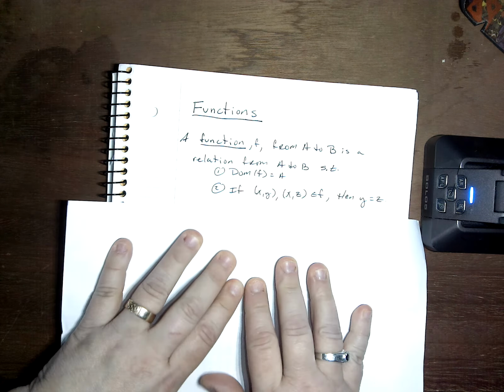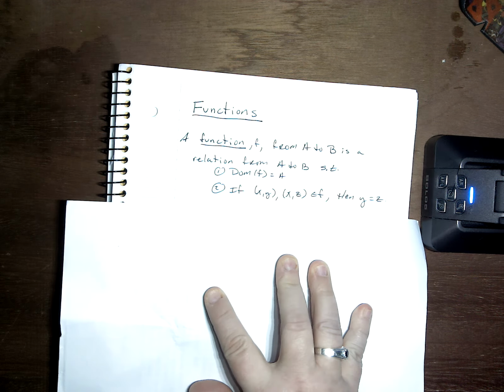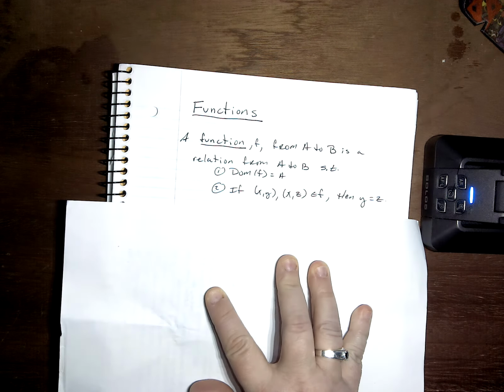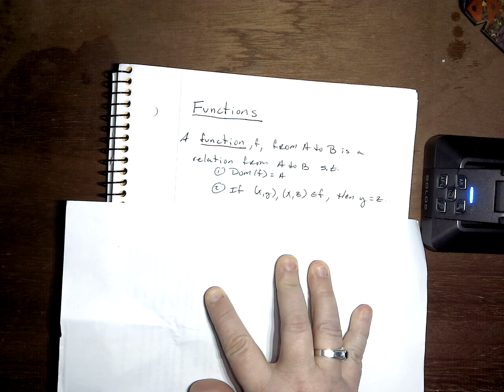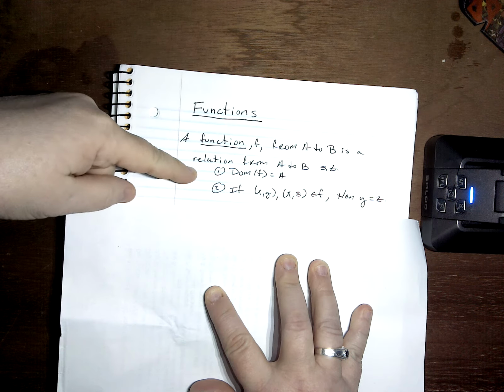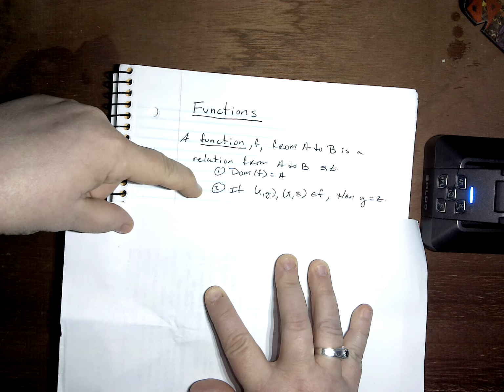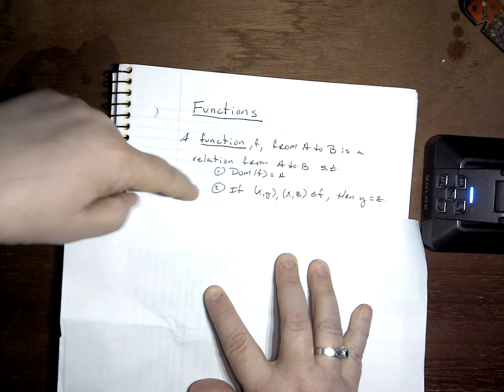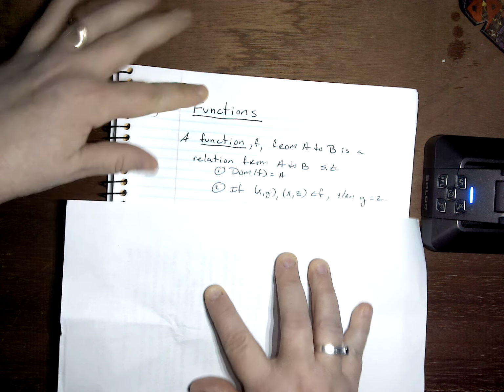Okay, so we talked about functions. We already know that a relation from A to B is a subset of A cross B. Well, f is a function means it is a relation from A to B, so it is also a subset of A cross B. But for it to be a function from A to B, I need the domain of f to be all of A, and if (x, y) and (x, z) are in f, then y equals z. This is the same thing as the vertical line test.